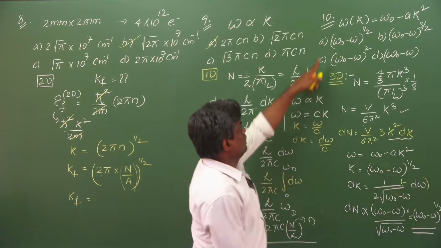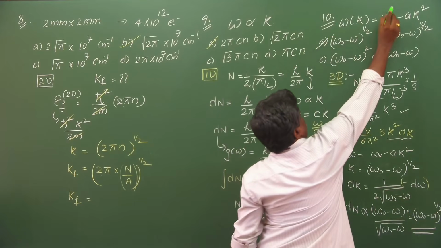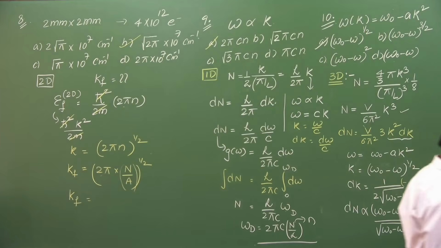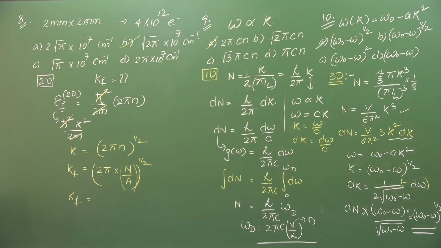So what is the option? Please correct this. Not omega naught square, omega naught.